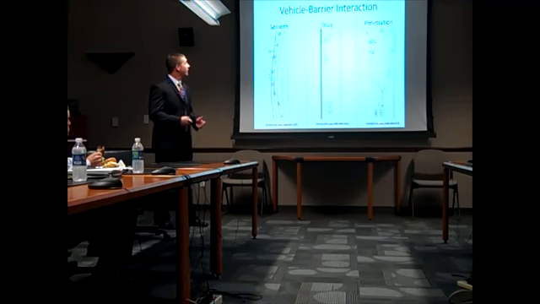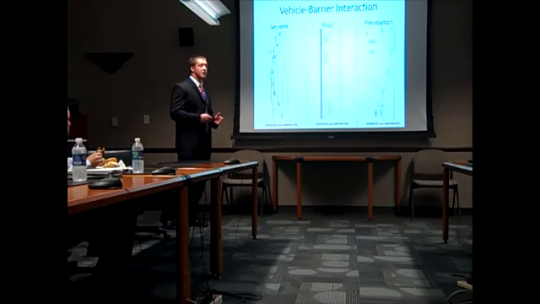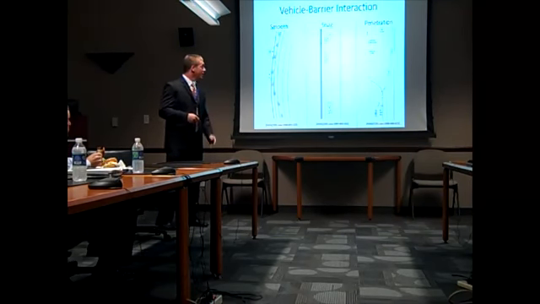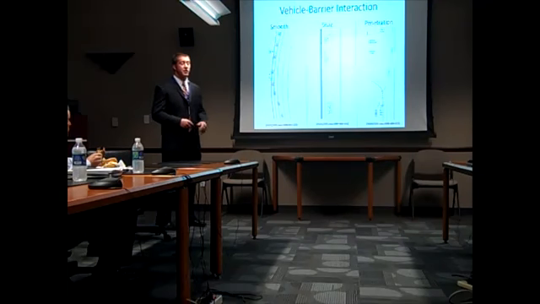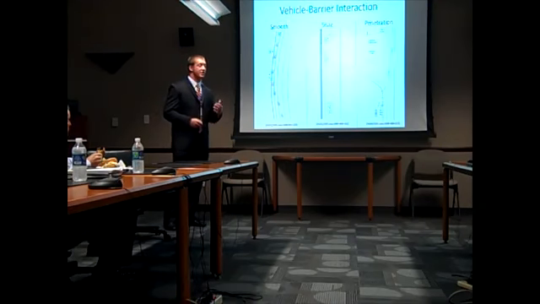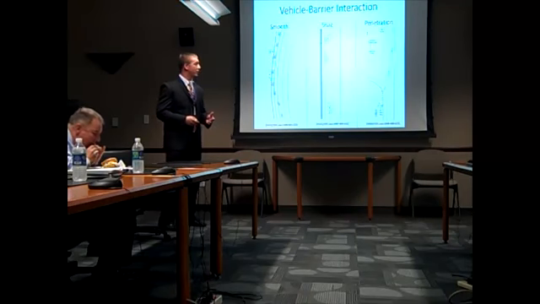Next, we looked at our vehicle-to-barrier interaction, and this was how the vehicle interacts with the barrier and redirects off the barrier. So this is what we coded as a smooth redirection trajectory, and this is where the vehicle impacts the barrier and then continues off in its intended direction of travel. This is what we considered the ideal case earlier.